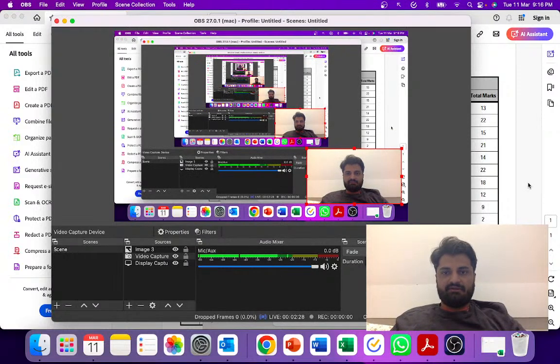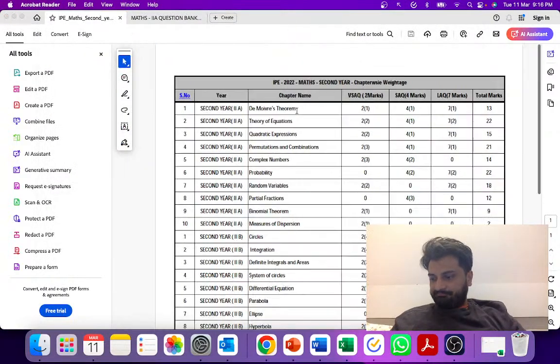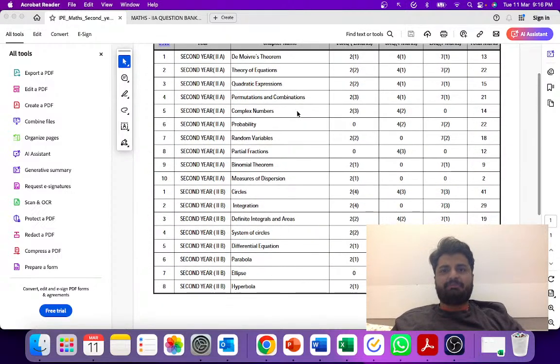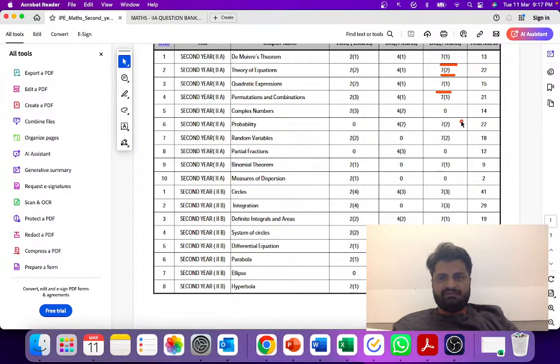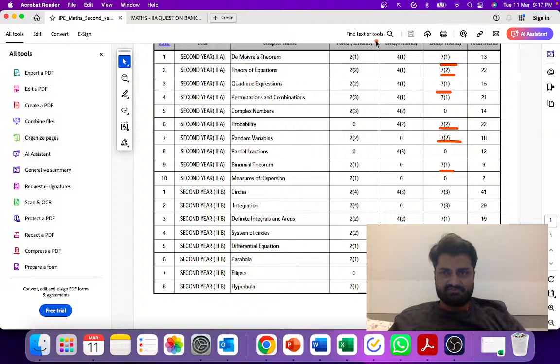Okay, I think now we are good. So 2A lo, very important chapters are de Moivre's theorem, theory of equations. You will get essay type questions for sure in this. Probability, random variables, binomial theorem. So these are the chapters which you need to focus for essay type questions.